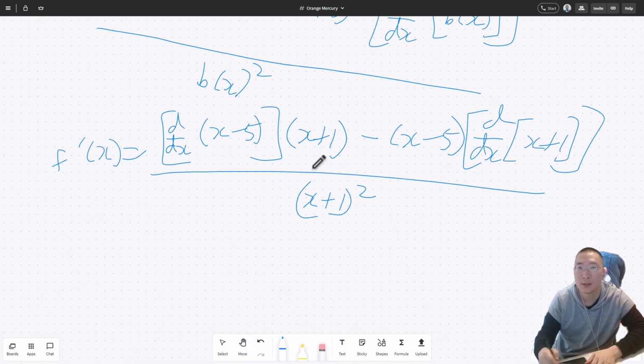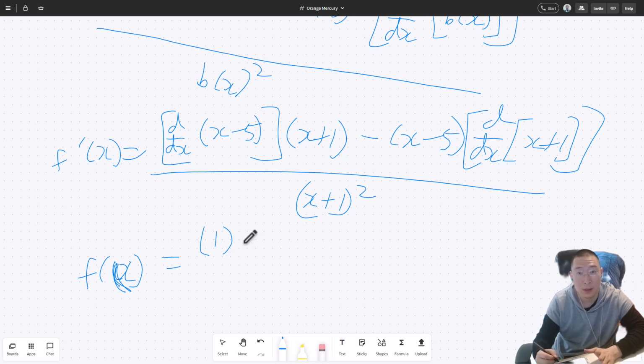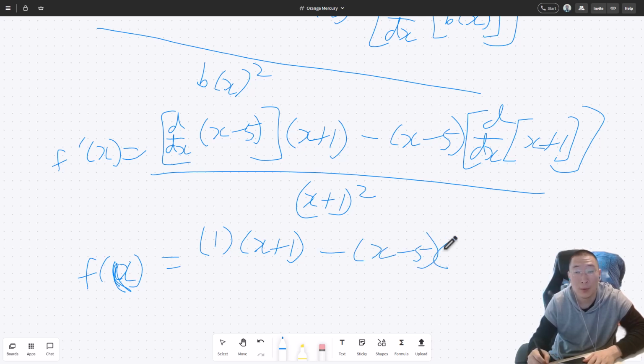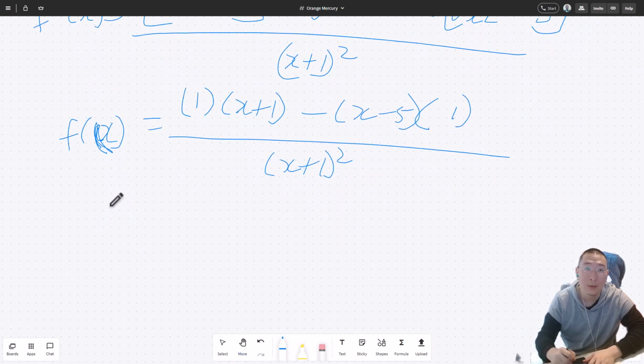So I know this looks complicated, but the next step makes it extremely simple, very easy to follow along. So f prime x is equal to the derivative of x minus 5, which is just 1, because there's no exponents, it's just a singular constant, basically. The derivative of x will be just 1, so 1 times x plus 1 minus x minus 5, same thing likewise on the other side. The derivative of x plus 1 is just 1. So we have all of that over x plus 1 squared.